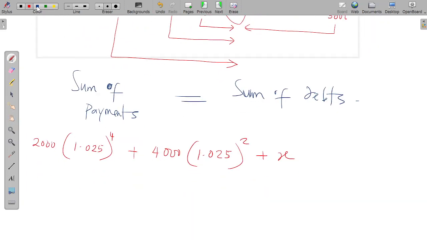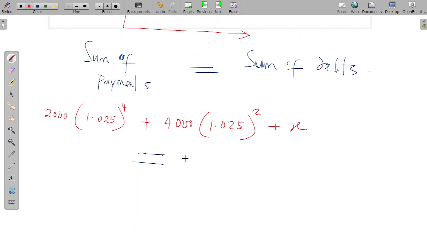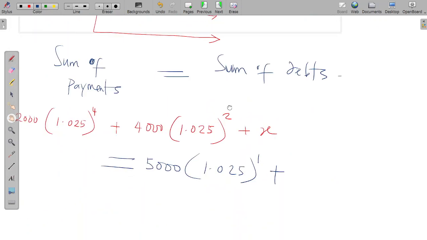Now our debt equals the sum of the debt. This debt is on this other side, and so it carries the positive power. So I'll have 5,000. Okay, I want to write it another color. So we have 5,000, 1.025 raised to power 1, plus the other debt, 1, 2, 3, 4. Okay, that is 4.